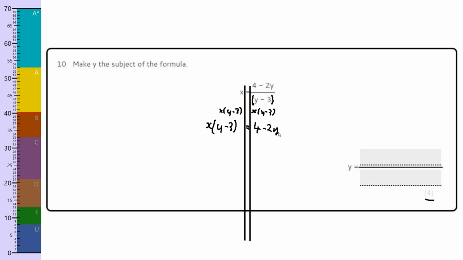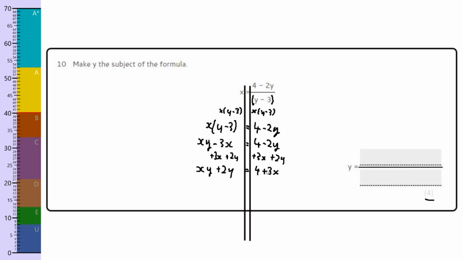Now what did I say the rules were? The rules were always get rid of brackets and fractions, so I want to break this bracket open. So xy minus 3x. Again, this side stays the same, so 4 minus 2y. The next thing we want to do is put the y's on the same side. So I'm going to do something sneaky here. I'm going to add 3x both sides and add 2y both sides. I'm going to do two steps in one, which is probably not a good idea, but heck, living on the edge. We're close to the exam, so why not? So we're going to add the 2y to this side, and we're going to add the 3x to this side.